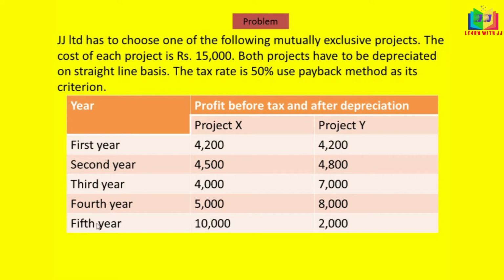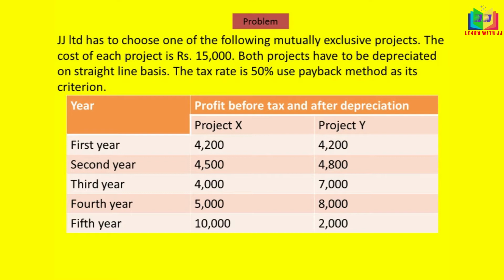A 5-year period was given, and for project X and project Y, the profit before tax and after depreciation was given. This profit is after depreciation. Now we have to calculate the tax, and then we can calculate the annual cash inflow. Let's see how to do this problem.